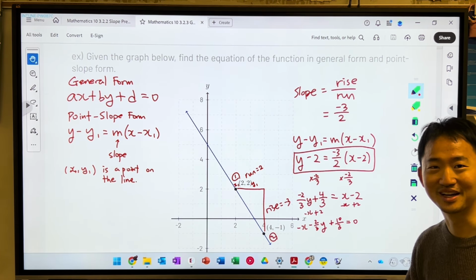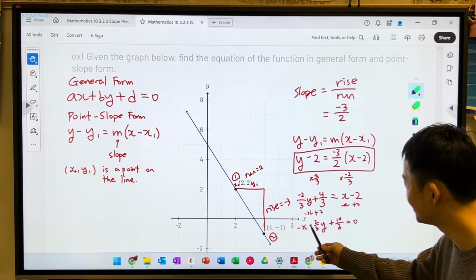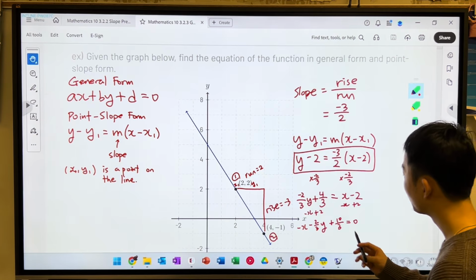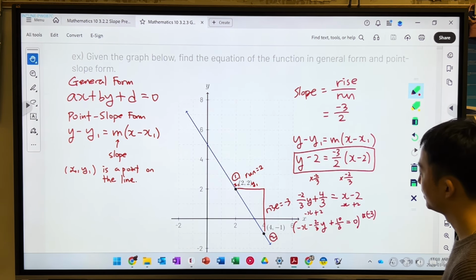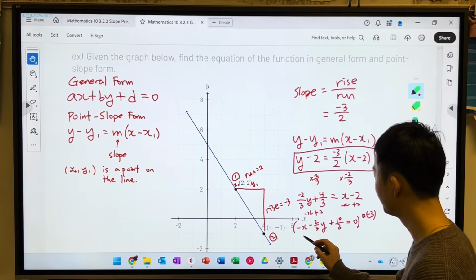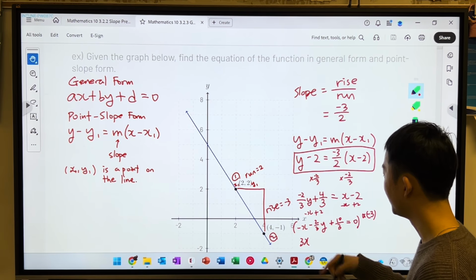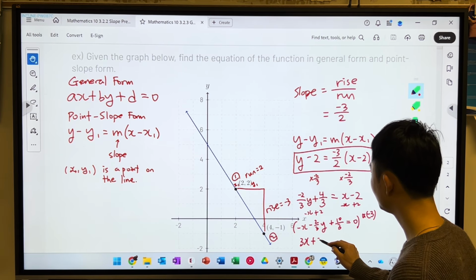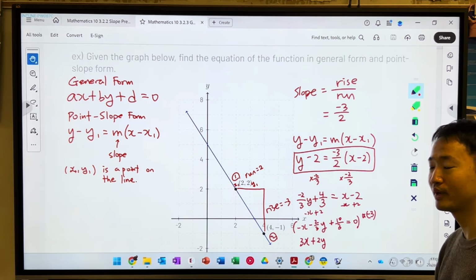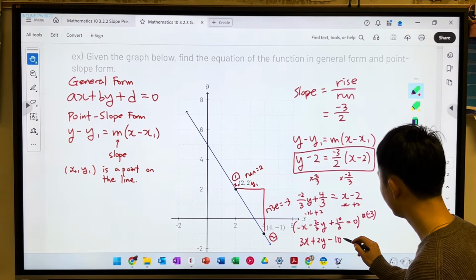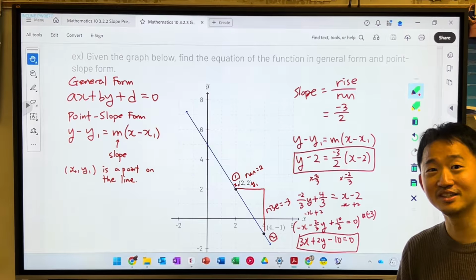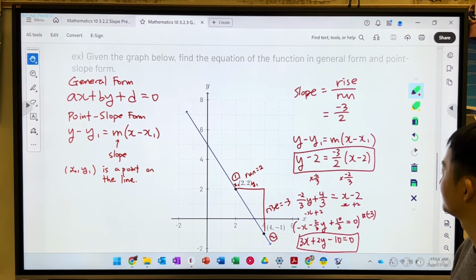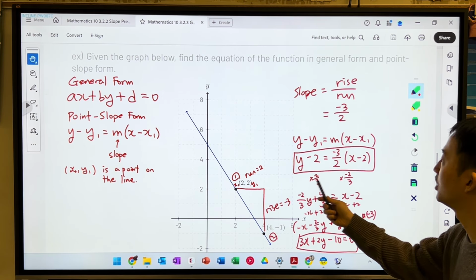Well, I don't like it because I have these fractions, and I don't like these negative signs too. So I'm going to multiply both sides by -3, so that my -x becomes positive 3x, -2/3y becomes positive 2y, and 10/3 becomes -10. And that is a bit more aesthetically pleasing general form. So that's my point slope form, and that's my general form.